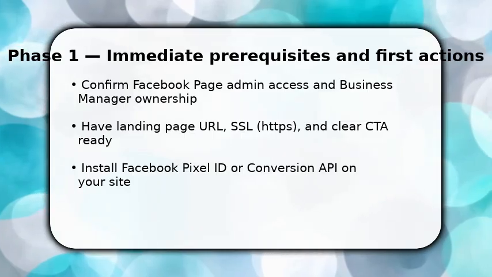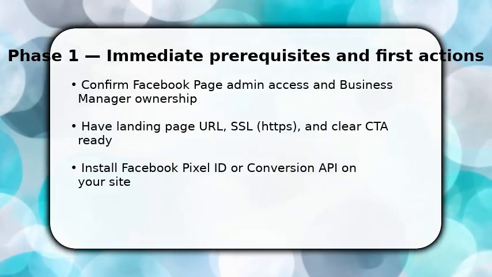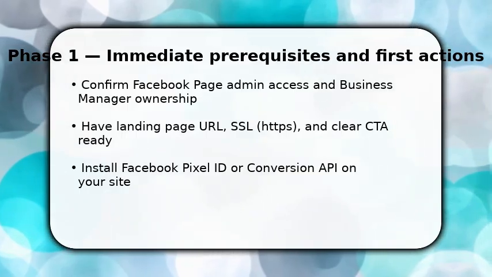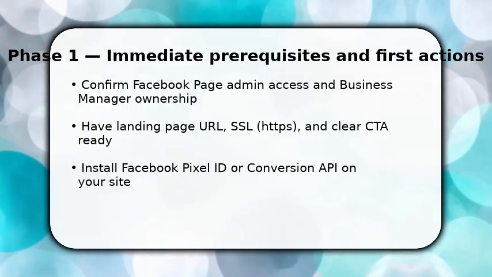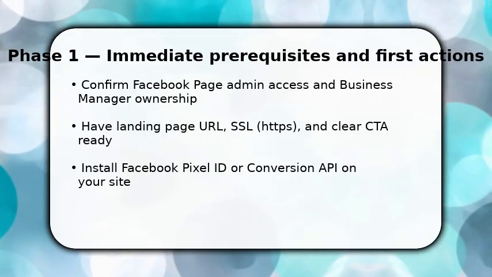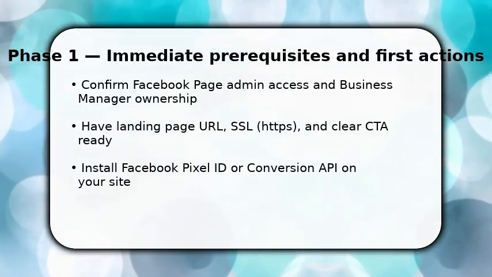You start by confirming access. Make sure you are page admin and enrolled in Business Manager because you need permissions to link assets. Next, check your landing page has HTTPS and a clear CTA so Facebook approves the link. Once done, install the Facebook Pixel or configure the conversion API with your Pixel ID. This lets you track events and optimize ads.